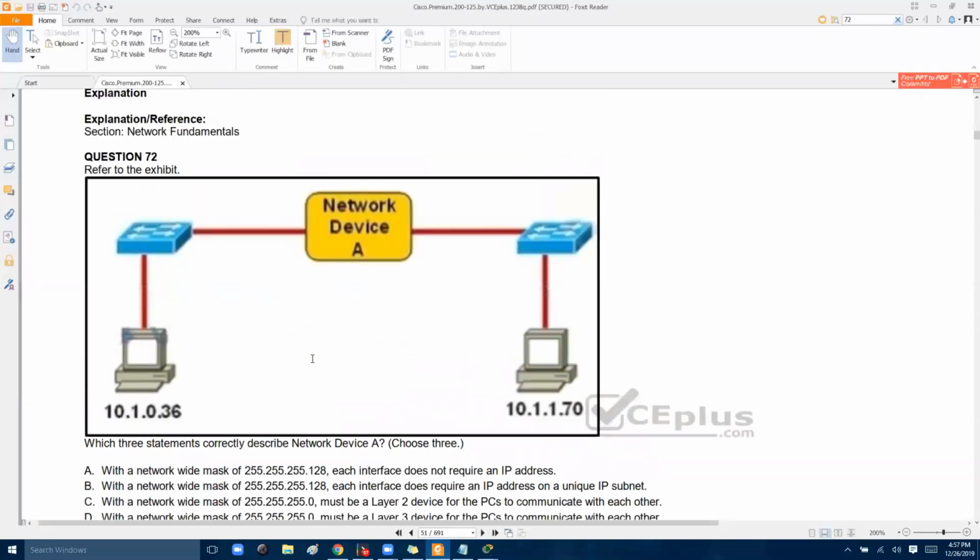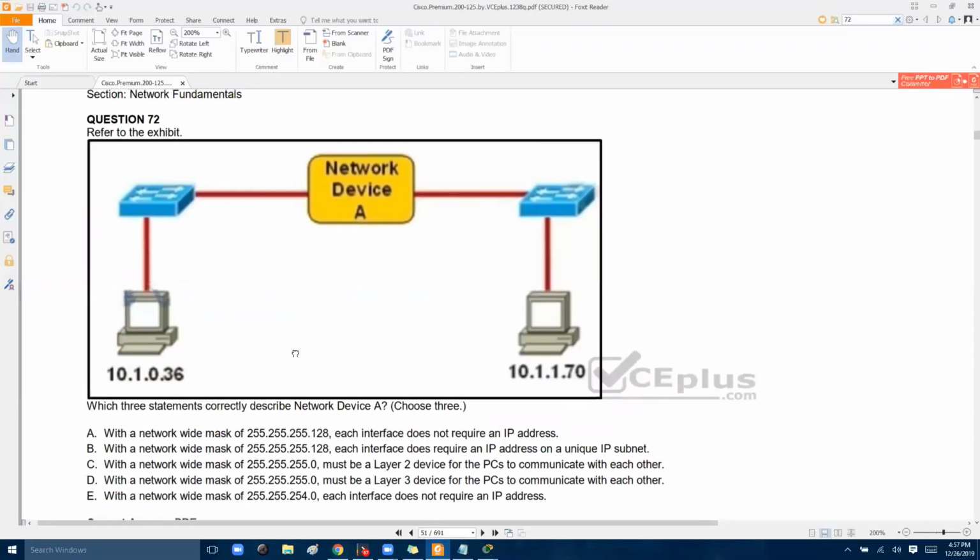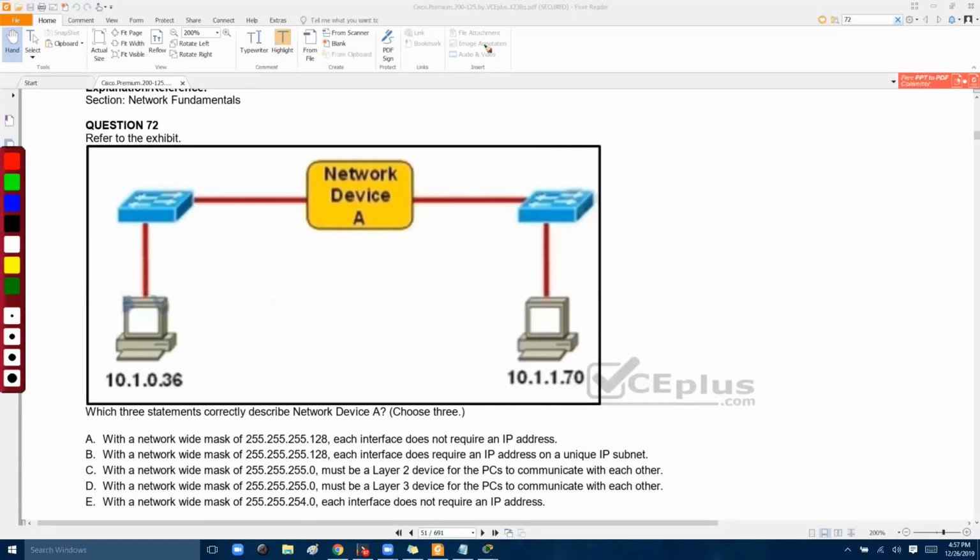And coming to the second option, if I use this subnet mask, the same 255.255.255.128, 128 means the host bits are 7, which means 2 to the power of 7, a range of 128. Of course, these are different subnets. You can see this is 10.0, this is 10.1 with /25, right? That is /25. They are in different subnets, so each interface does require an IP address with a unique IP subnet.